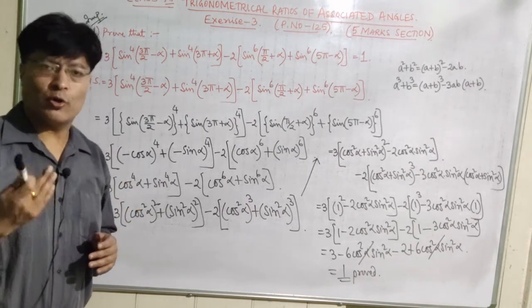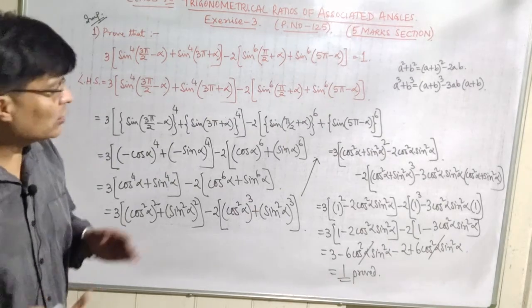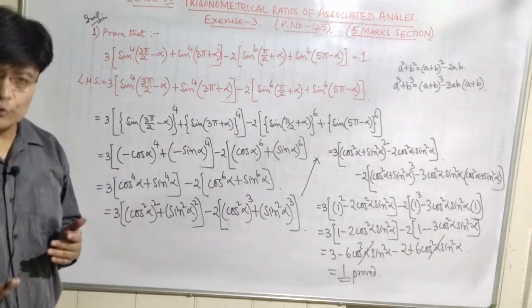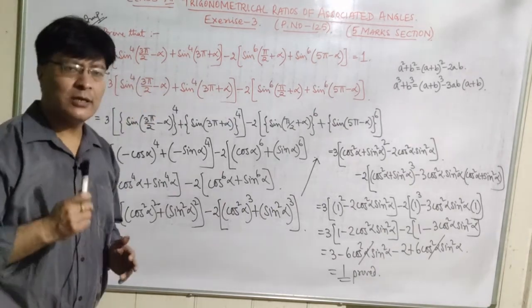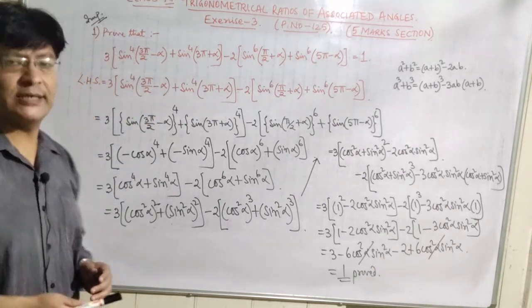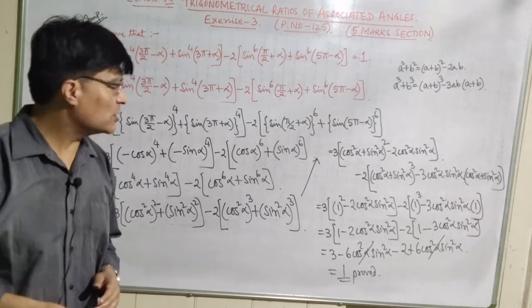You can do the homework given and you revise all the problems that we did so far. So in the next online class we will do more problems on this trigonometrical ratios of associated angles. So this much is for today.